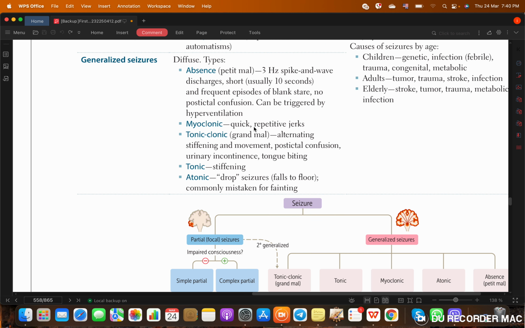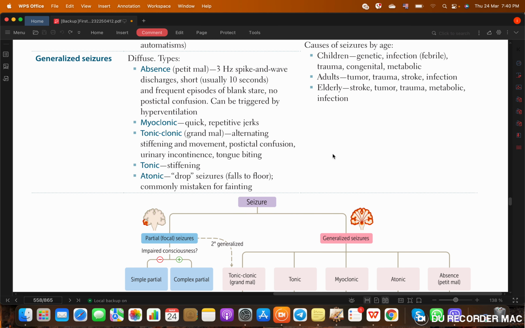Myoclonic seizure is quick repetitive jerks that most commonly occur before sleeping. Tonic-clonic seizure, also known as a grand mal seizure, has alternating stiffness and movement, and the patient will have post-ictal confusion. He can urinate himself and he can bite his tongue and actually cut it. Keep in mind that it has 2 phases, the tonic phase and the clonic phase. I mean, the patient is standing, suddenly he drops, that was the tonic phase, and then he starts shaking, that is the clonic phase.